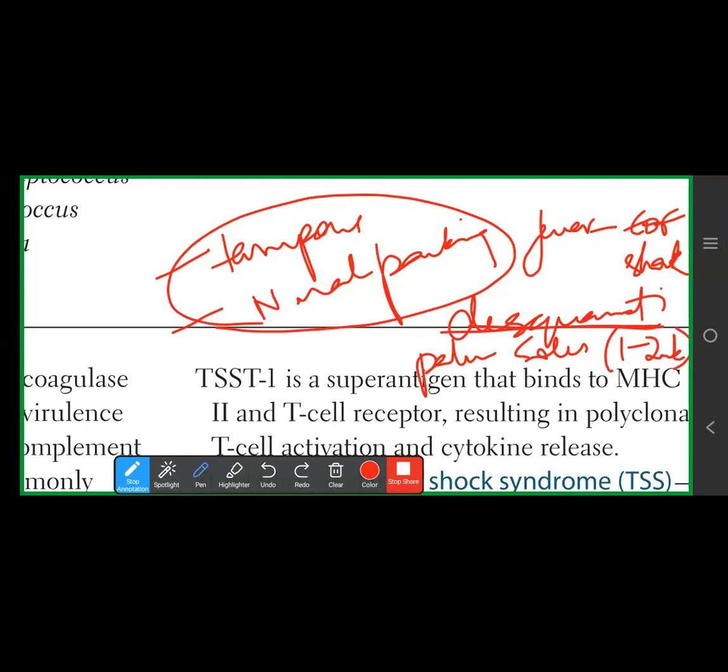Okay, so when you look for a toxin mediated TSST1, the scenario is like a tampon or a nasal packing. Then you have to think about your MHC class 2 T cell activation. Then you have to think about your desquamation, especially in the soles and the feet. Then you should also think about your lab results. Your liver enzymes and your bilirubin are going to be elevated, that is your AST, ALT, and bilirubin.